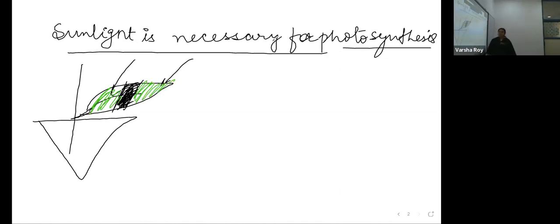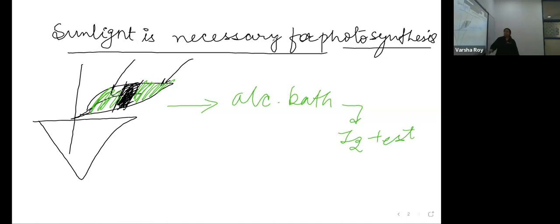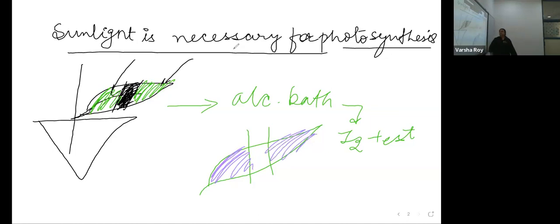This is the exposed part. It is going to show the photosynthesis. And what will happen next? Same process. बोलो क्या होगा? Alcohol bath, and then iodine test. So which portion will be blue black? This portion is, as usual, pale, and this portion is going to be blue black, जो strip से अलग था, जो exposed था sunlight से.